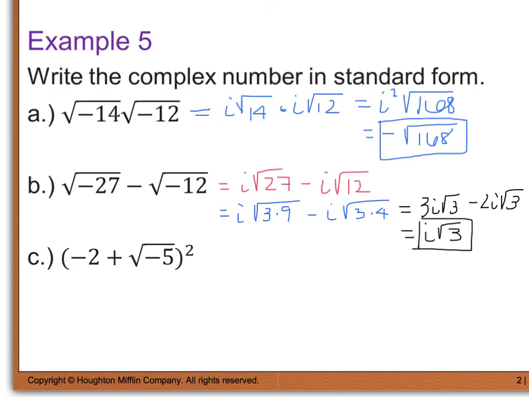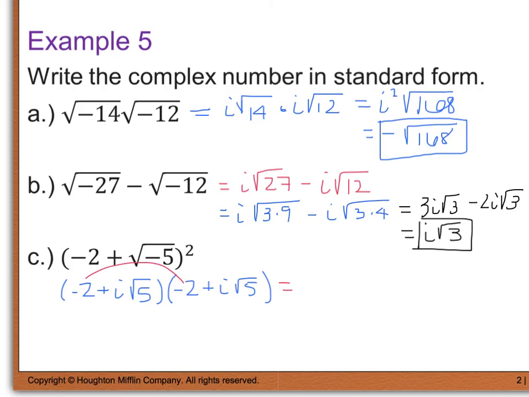And last but not least, we have negative 2 plus the square root of a negative 5, and we're going to square that whole quantity. So the first thing we are going to want to do is rewrite this negative 2 plus, and it will become i square root of 5. And when we square it, I'm going to rewrite it as negative 2 plus i square root of 5 times negative 2 plus i square root of 5. So we're going to make it a product of two binomials, and now we're just going to FOIL.